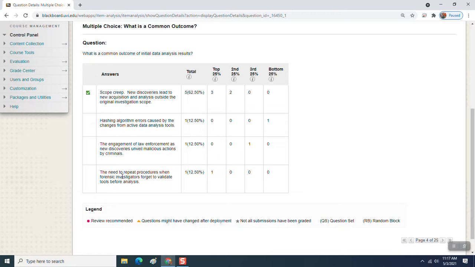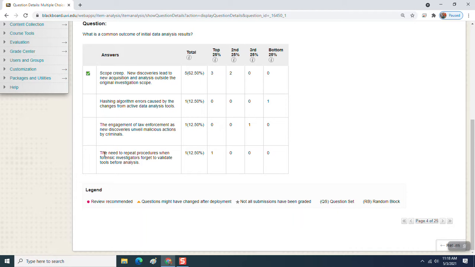The rest of these answers are all framed in a similar manner, but they're not correct. Hashing algorithm errors caused by changes from active data analysis tools? No, that's not the conclusion you can draw. If your hashes match, that doesn't mean you have algorithm errors. The engagement of law enforcement as new discoveries unveil malicious actions by criminals? No, sometimes you don't have to involve law enforcement, but you reach a conclusion that you may be making some personnel decisions about firing or punishment, right? Reprimands, demotion, restrictions, whatever.